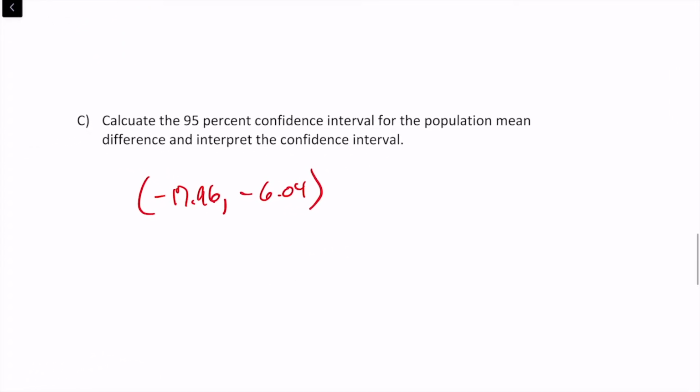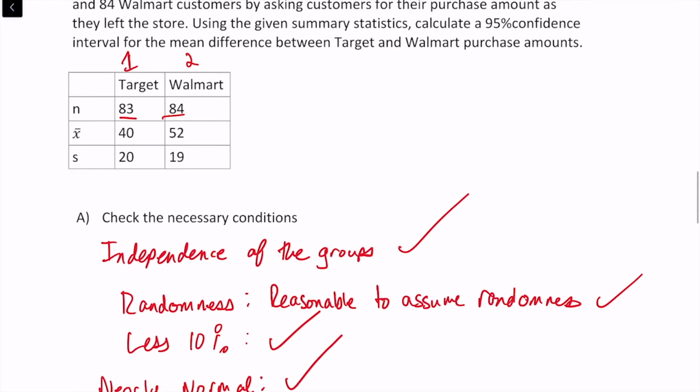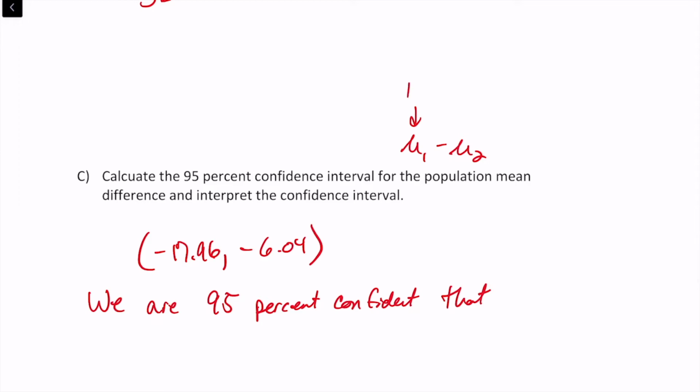So what does this mean? Interpret this confidence interval. This means that we are 95% confident that, so once again, remember, this is a confidence interval for mu1 minus mu2. Remember, 1 was Target, and 2 was Walmart. Okay, notice our interval contains all negative values. So that indicates to us that mu1 is less than mu2.